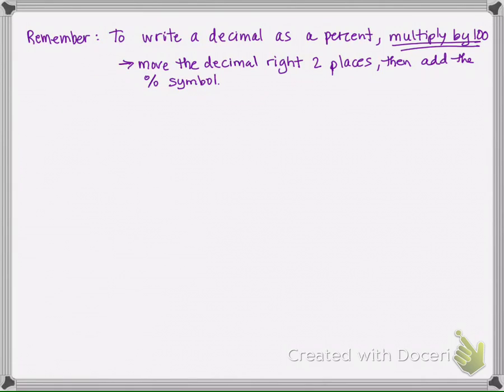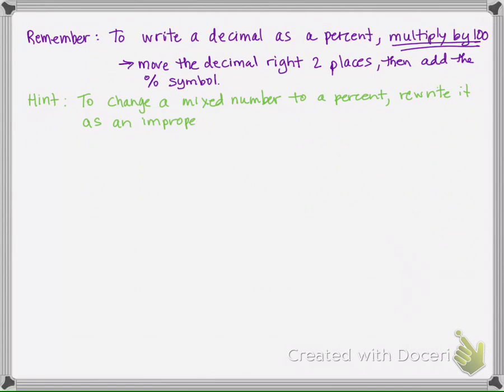So I'm going to give you a little hint here, because sometimes we're going to need to take mixed numbers and change them to a percent. So we're going to be practicing both changing a mixed number to a percent and a decimal to percents. Okay? So to change a mixed number to a percent, rewrite it as an improper fraction. So that means no whole number anymore.